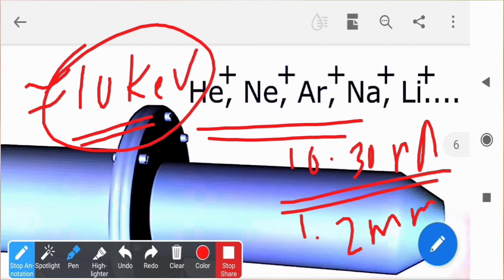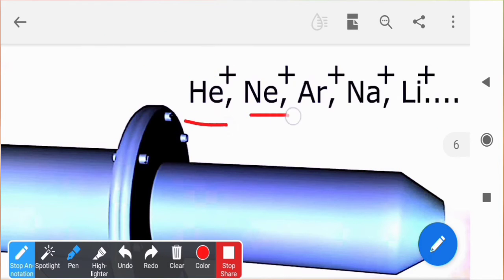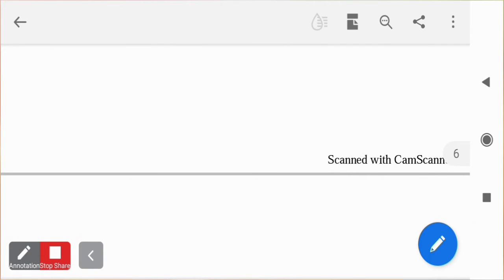Here we need to remember just which types of gases are used, how much voltage is used, and how much current is generated after we make these ions incident on the sample. Those things you should remember. So this is our ion source.